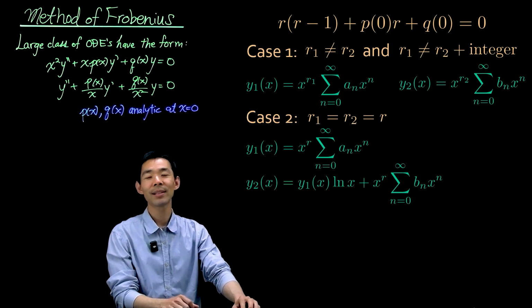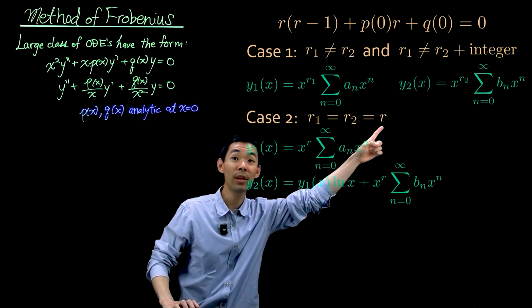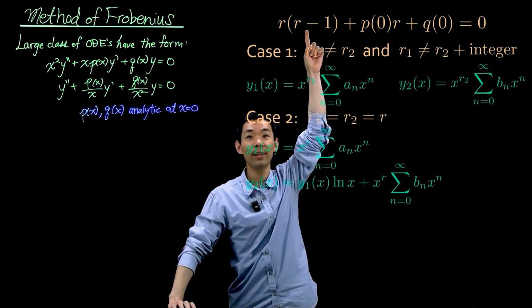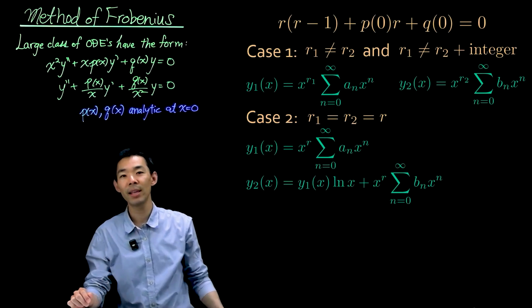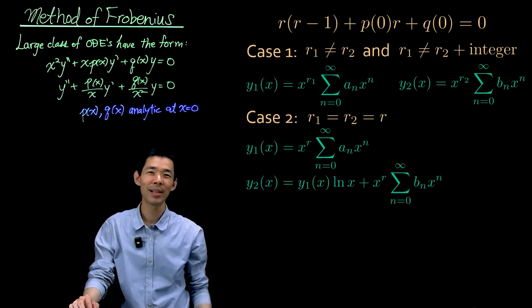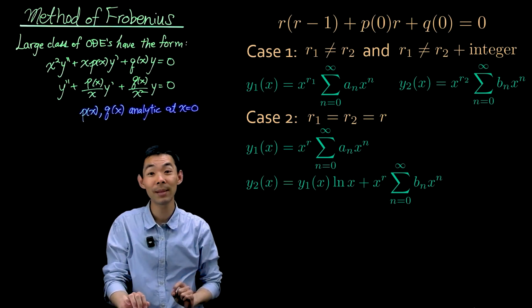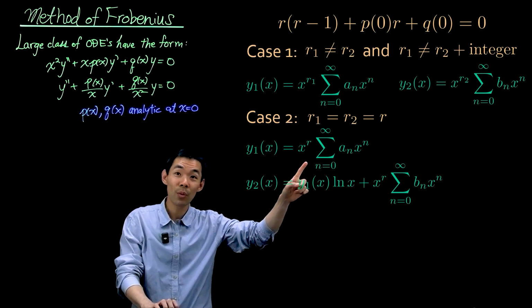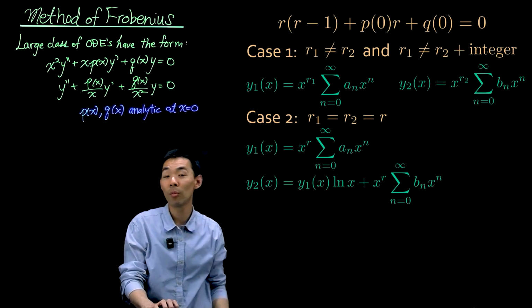A separate case is when you have a double root. So R1, R2 are both equal to R. So this equation is a quadratic, so it can produce double roots, right? Like we saw earlier with constant coefficient second order ODEs. So if you have a double root, then you still have two linearly independent solutions. First one is just simple, x to the r, and then the rest of the summation, the normal power series.